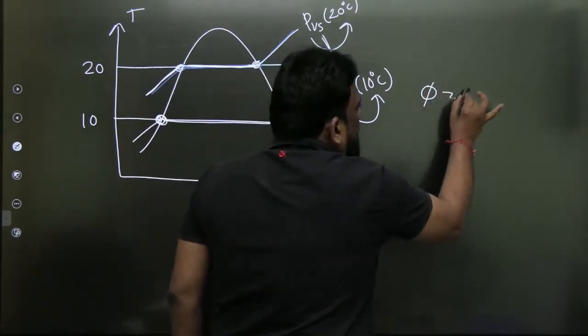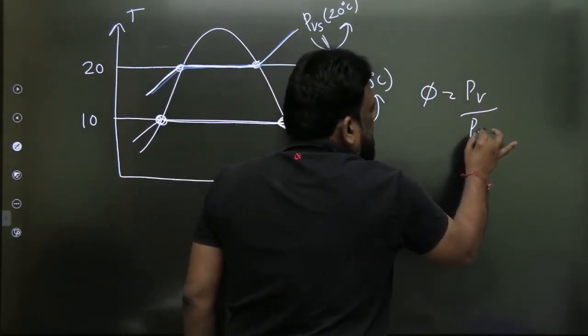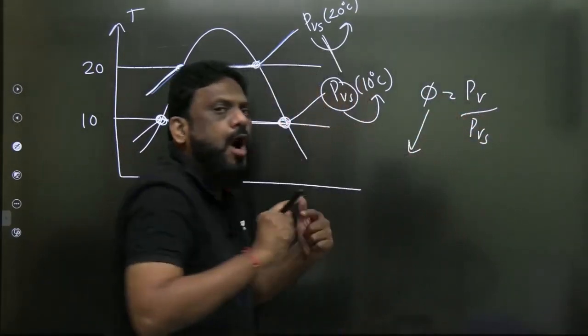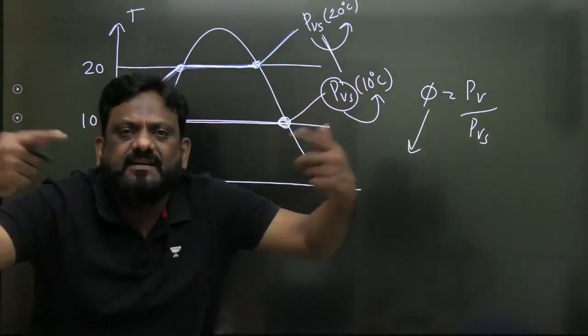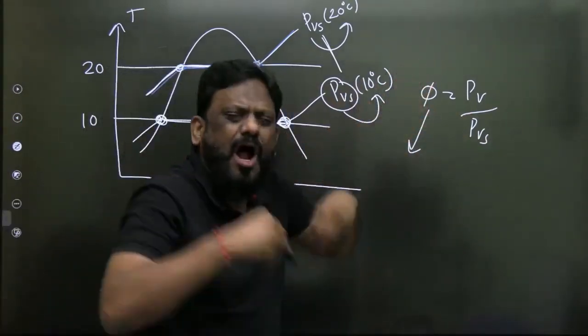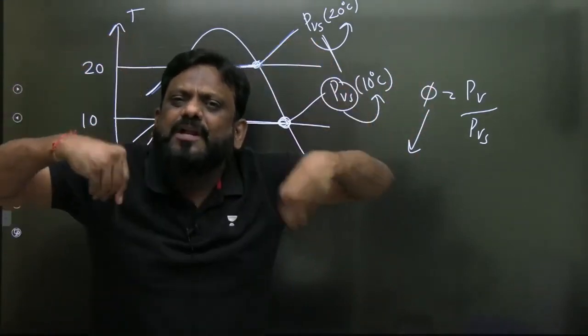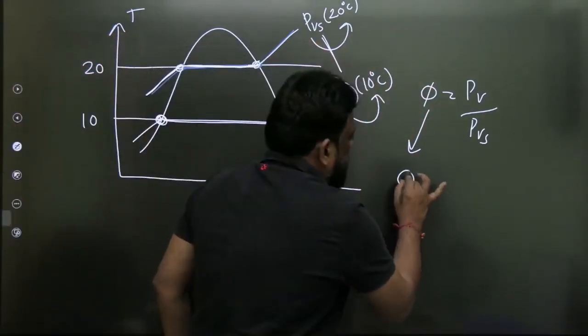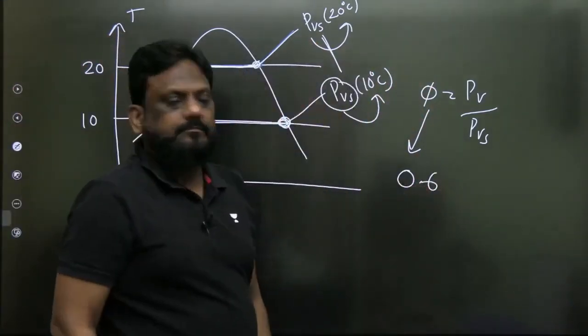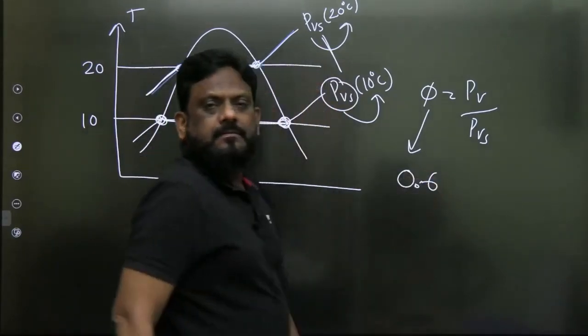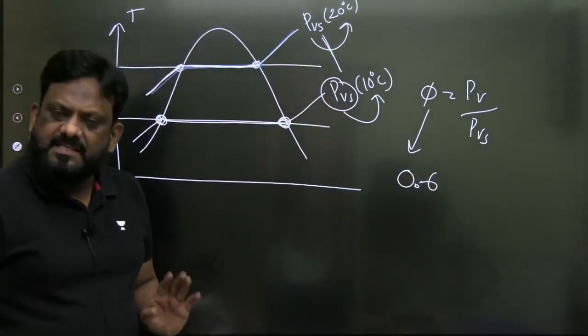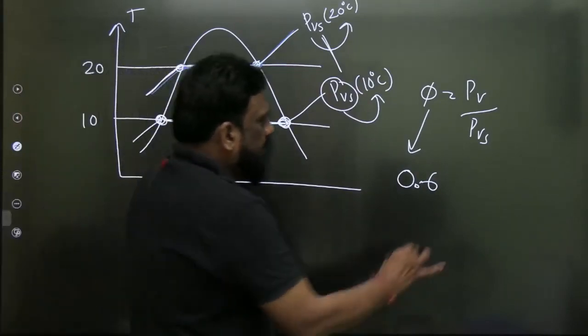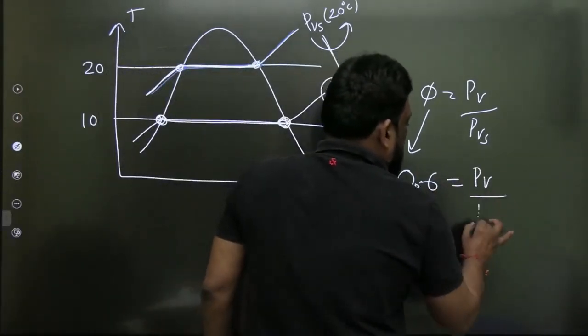phi is equal to PV by PVS. Let us say I want to draw a constant relative humidity line, say 60%. Is this okay, sirs? Okay, तो यहां से PV by PVS आएगा.